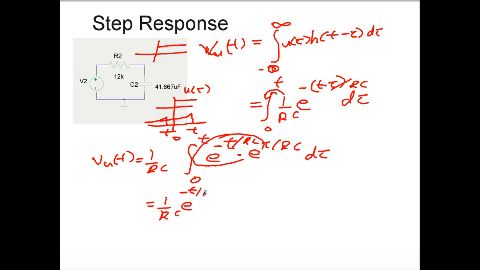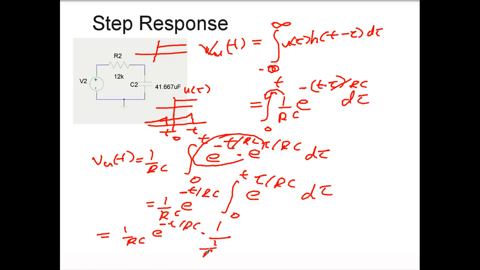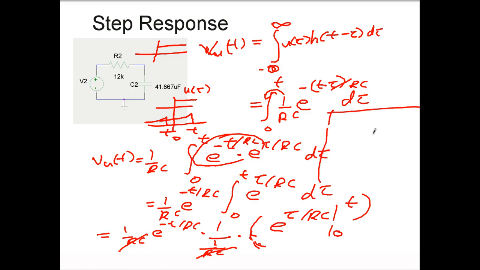So I will get 1 over RC e raised to minus t over RC, integral from 0 to t of e raised to tau by RC d tau. If I integrate this, I will get 1 over RC e raised to minus t by RC times 1 over 1 by RC, times e raised to tau by RC, with my integration from 0 to t. RC and RC get cancelled, so let me make some place here.